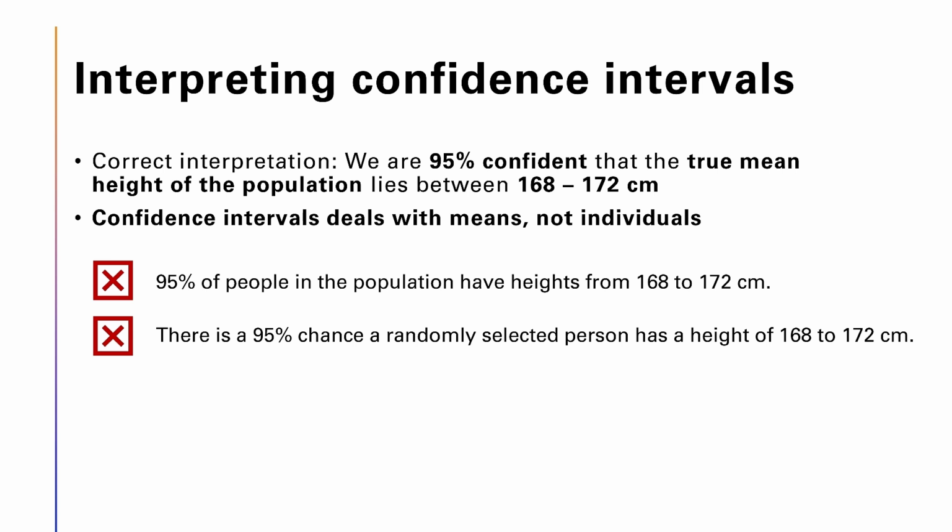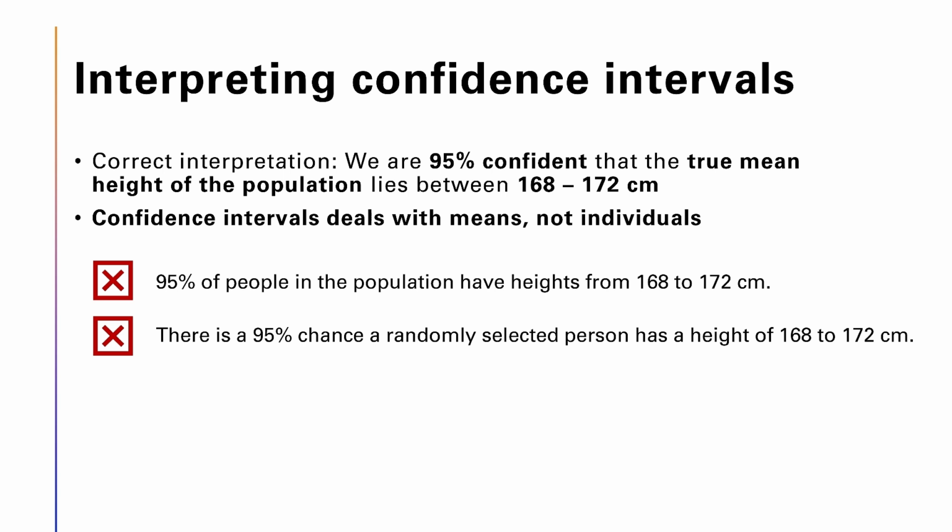So here are some misconceptions that we would really like to clarify about confidence intervals. It's incorrect to assume that 95% of the population has a height from 168 to 172 centimeters. This is the most common misinterpretation of confidence intervals. Once again, confidence intervals deal with means instead of individual values.